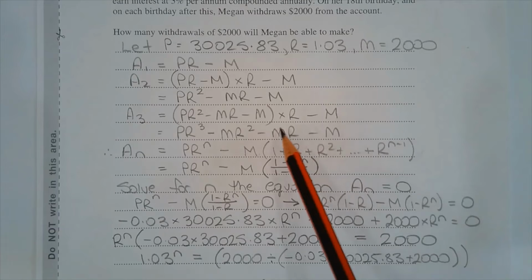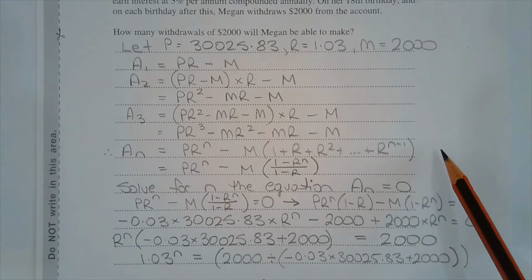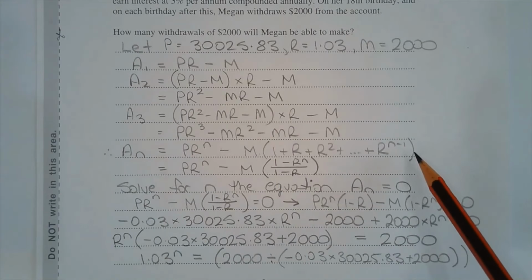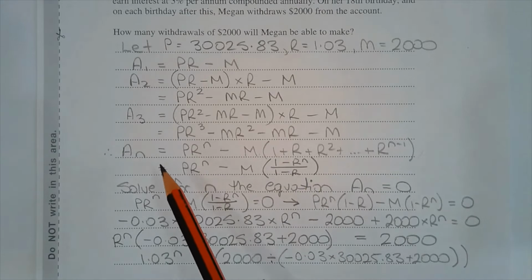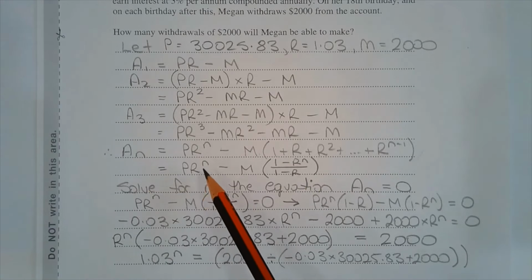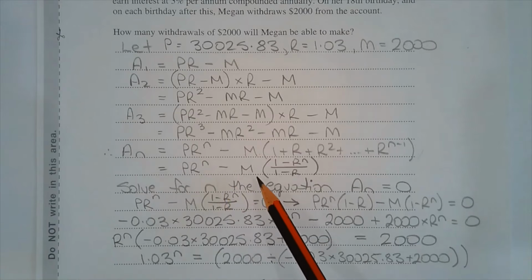Now here we have a geometric progression. And this is a sum of a geometric progression or a geometric series. And this can be represented by the formula 1 minus R to the power of n over 1 minus R. So A_n is equal to PR to the power of n minus M outside of 1 minus R to the power of n over 1 minus R.